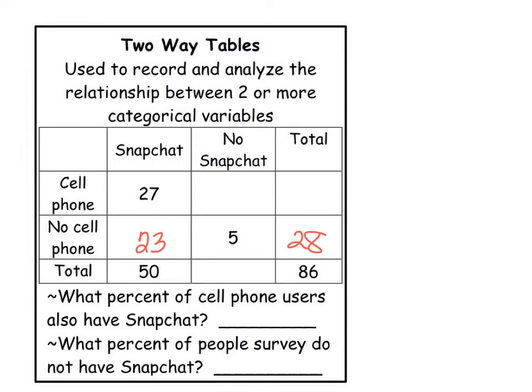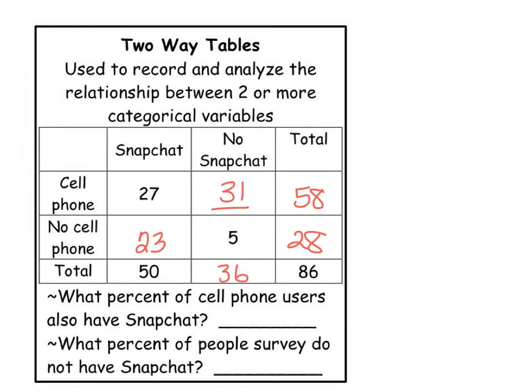And if we know that the total number of people surveyed is 86, what can we add to 28 to get 86? That's 58. So then 27 plus what number will give us 58? That's 31, and this will give us a total of 36.